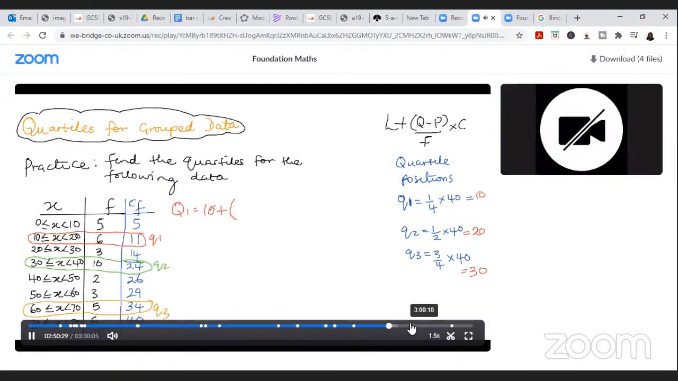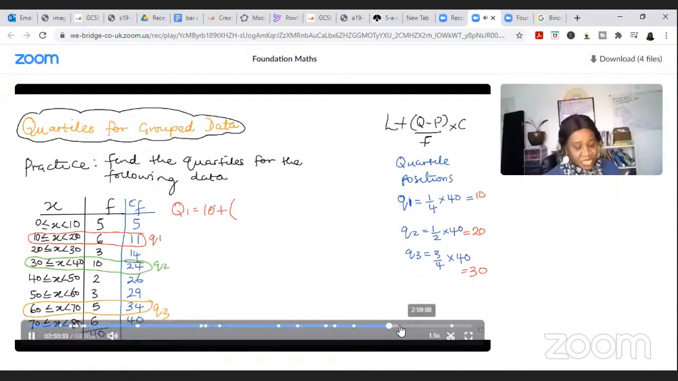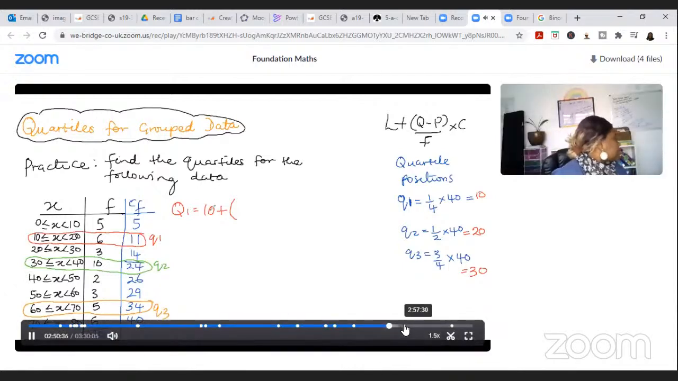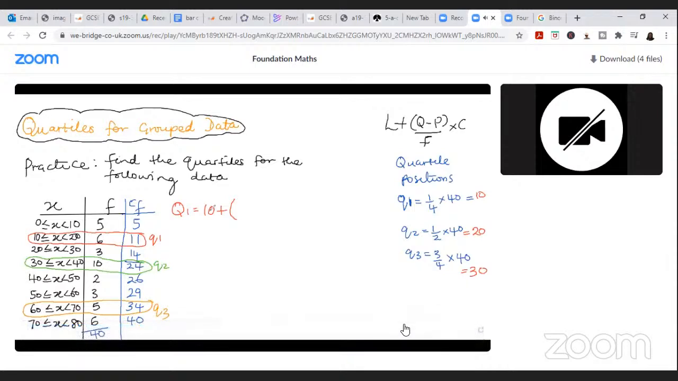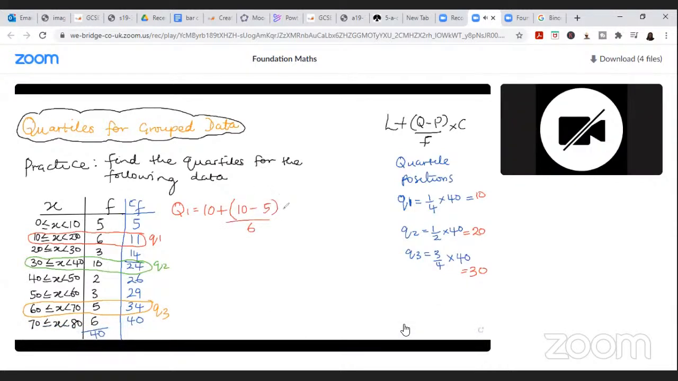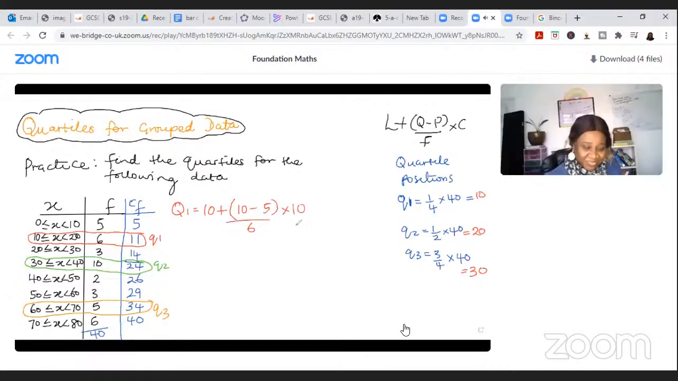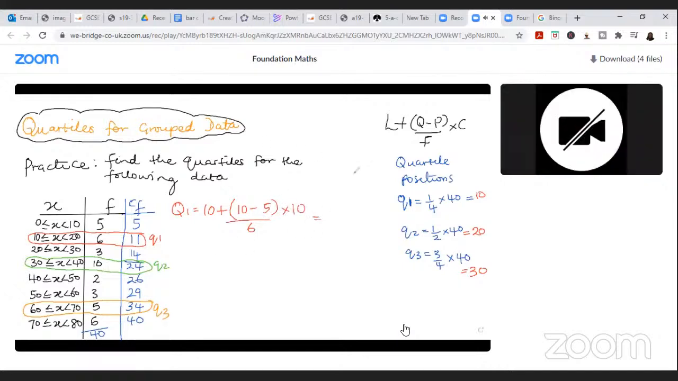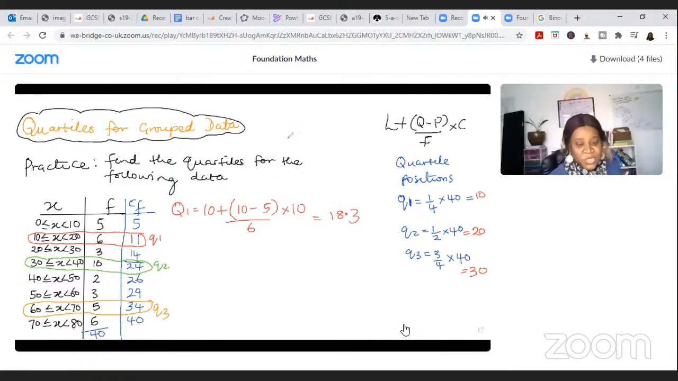There's a formula. 10 minus 5 over 6, multiplied by 10. Well done, Reem. And what did you get? 18.3. Okay, if you want to check, let's make sure you're doing it right.